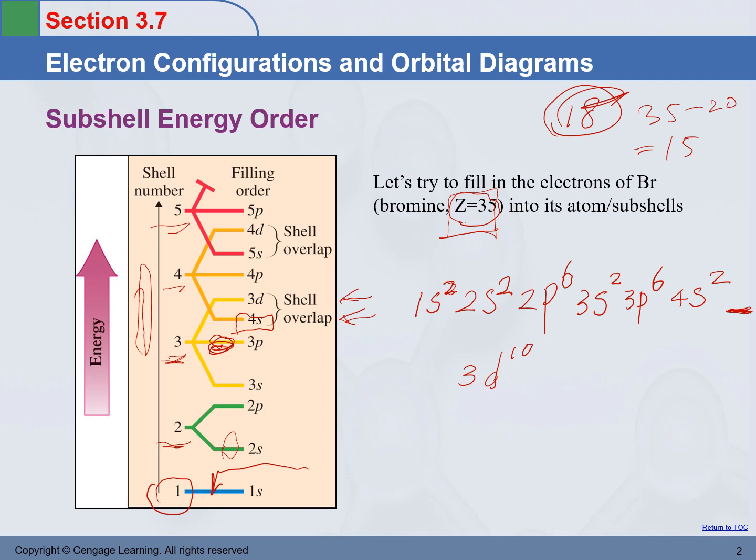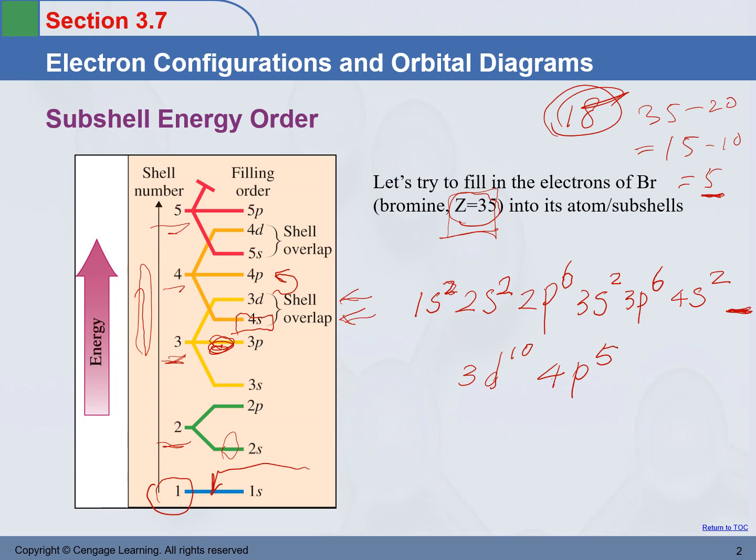After the 10, 15 minus 10, we have 5 more to go. We're almost there. After 3d, then we'll go to 4p. 4p can take up to 6. However, we have only 5 left. All 5 will go to 4p. We are done with all the electrons of bromine.